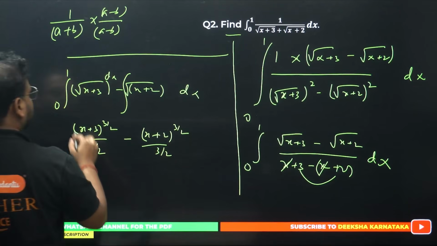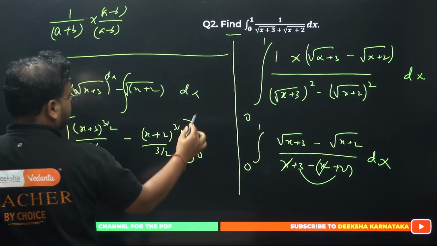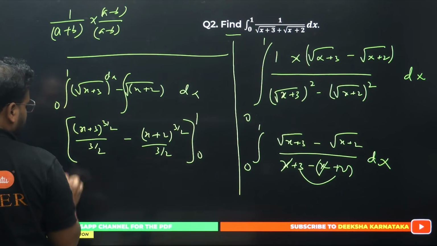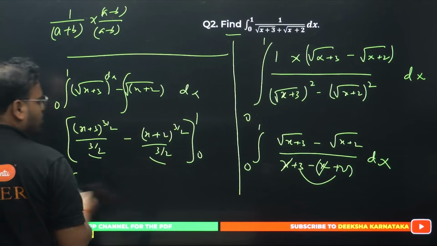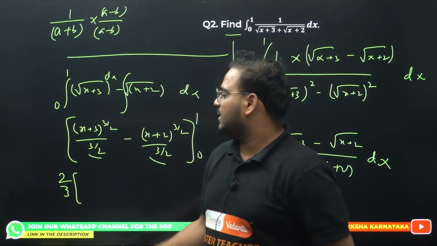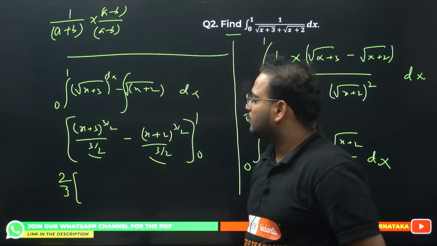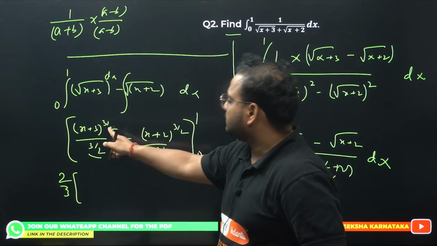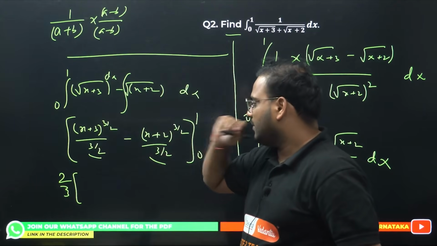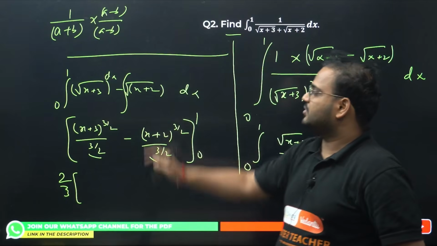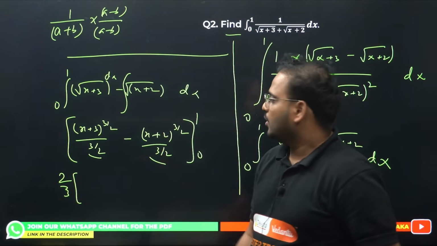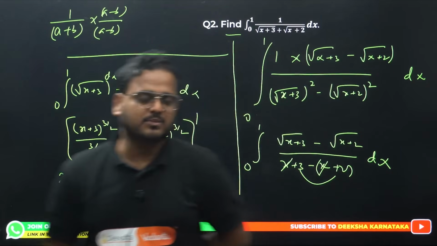Okay, substitute back the values, 0 to 1. It becomes 2 by 3 common outside. Please check, this 3 by 2 and this 3 by 2 go outside, both of them becoming 2 by 3. I've taken that common, and this value will be what? Put 1 here, you get 1 plus 3 becomes 4. 4 power 3 by 2 is how much? It will become simply 8.